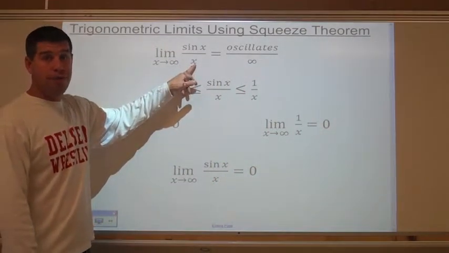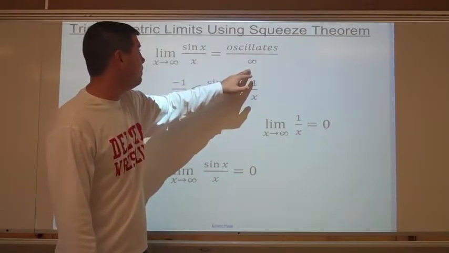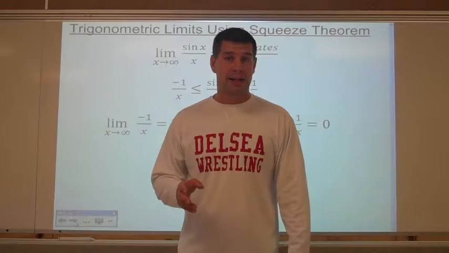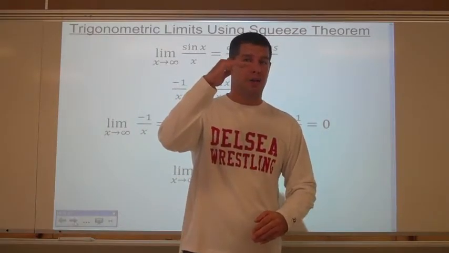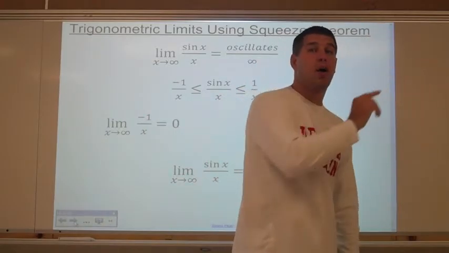The bottom goes to infinity. So you get something oscillating over infinity. But if you think about that sine curve, if you think about y equals sine of x, the biggest it ever gets is positive 1. The lowest it ever gets is negative 1. It oscillates between 1 and negative 1 and all the values in between.